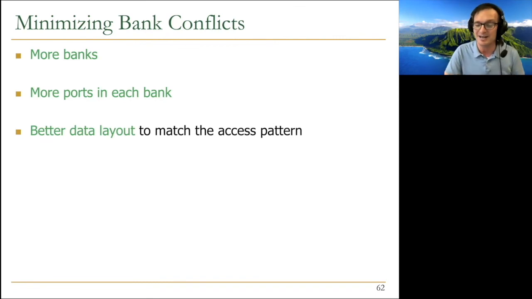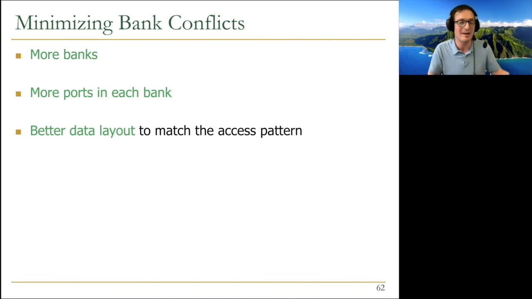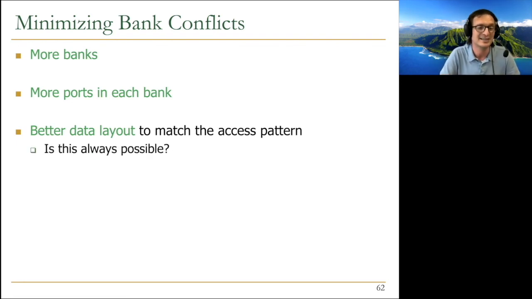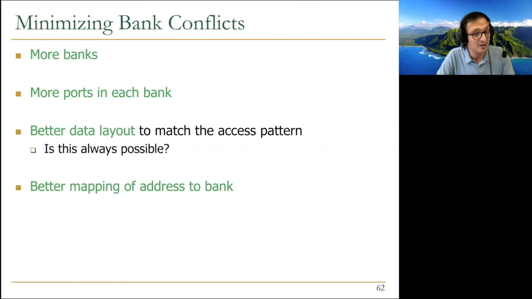And this is exactly what Josh Fisher was discussing. Basically, the programmer needs to be a ninja programmer to figure out how to lay out the data so that you minimize the bank conflicts. Right? Is this always possible? And the answer is no, basically, because you don't always access one data structure with the exact same access pattern. You may access the same data structure with different access patterns. You can do better mapping of addresses to banks, and you should do that if possible.